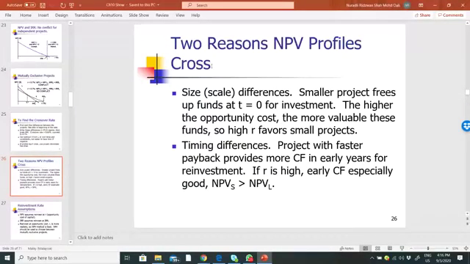Two reasons NPV profiles cross: size (scale) or timing differences. A smaller project frees up funds at T equal to 0 for investment. The higher the opportunity cost, the more valuable these funds, so a high R favors the small project. Then, because of timing differences, a project with faster payback provides more CF in early years for reinvestment. If R is high, this early cash flow is especially good, so NPVS is greater than NPVL.